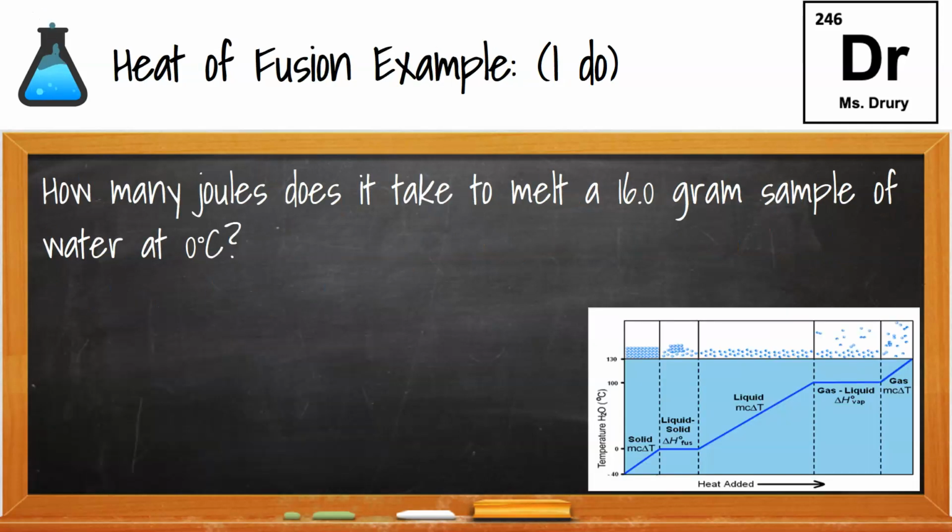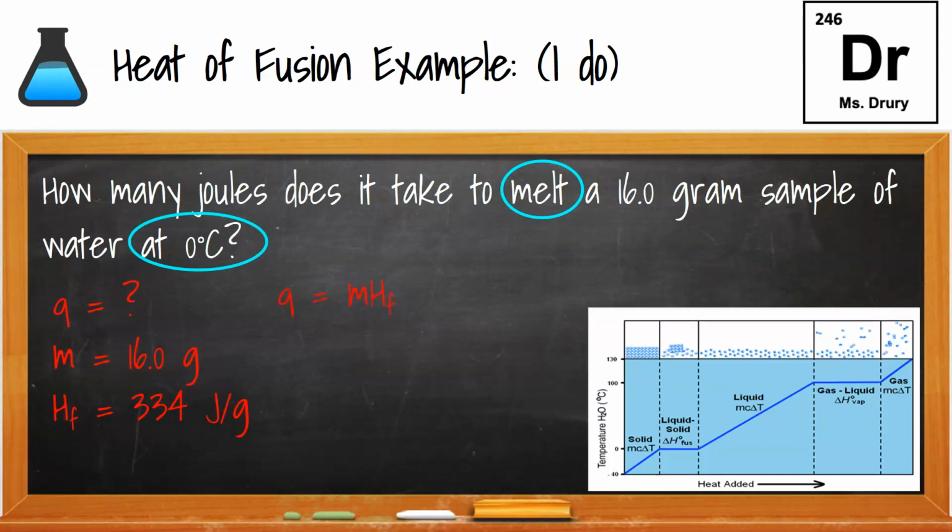So moving on, we're going to try some examples. How many joules does it take to melt 16 grams of a sample at 0 degrees? So if you're talking about melting, you're at 0 degrees, you're going to have to use the mHf formula. So looking at the question, the mass was 16, and the Hf of water is on your reference table as 334. And that means we're just multiplying across to get 5344.